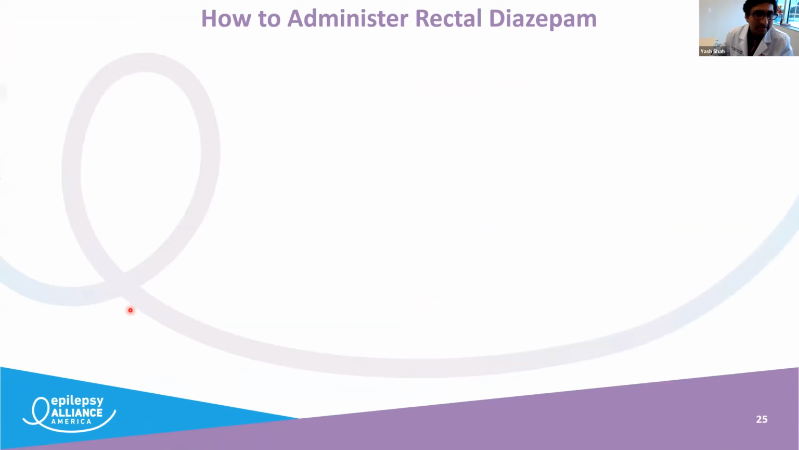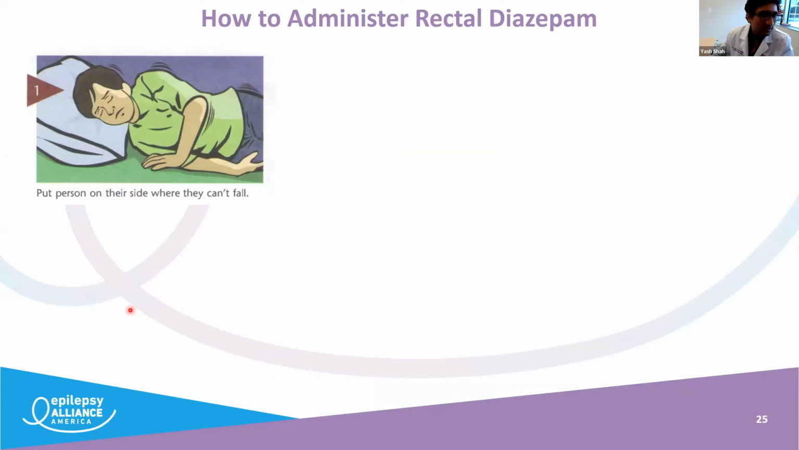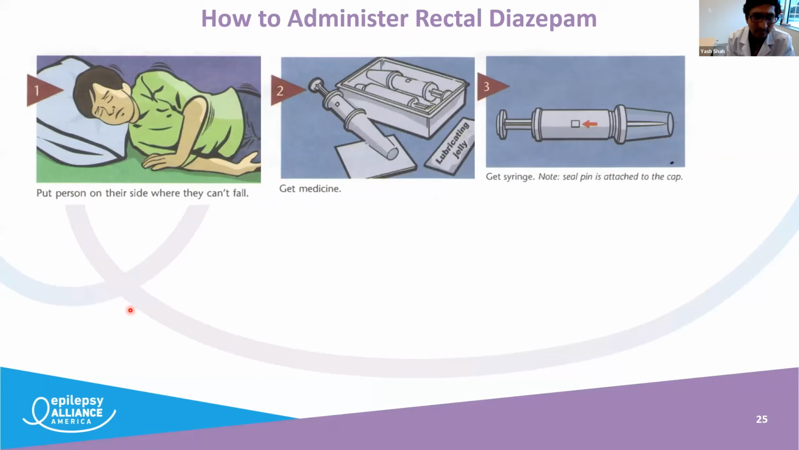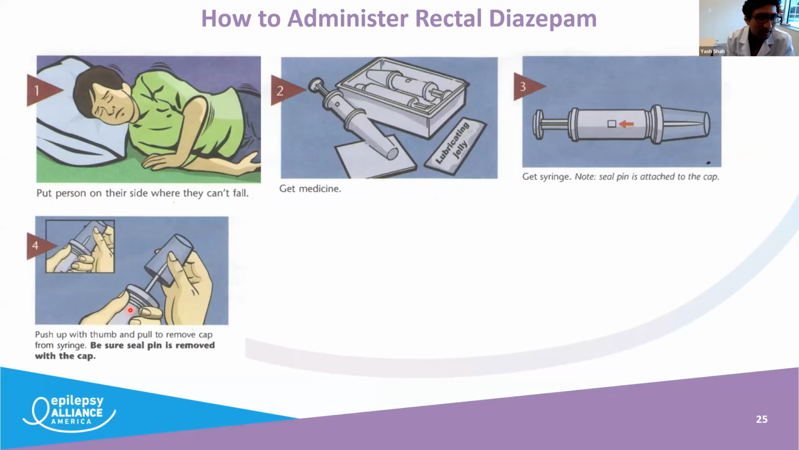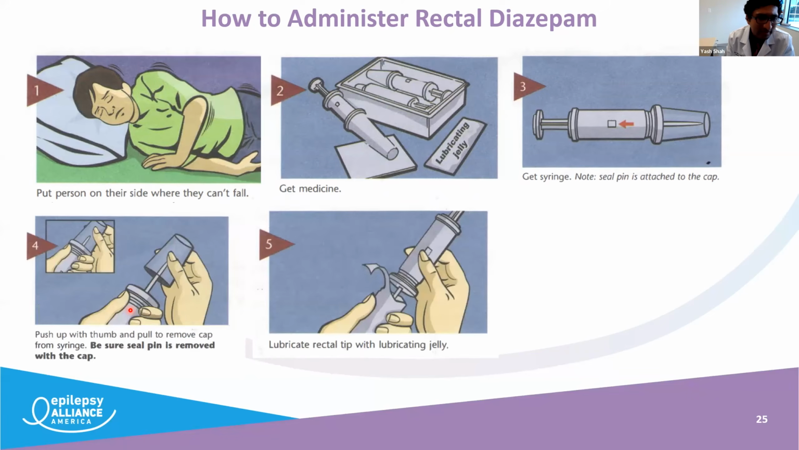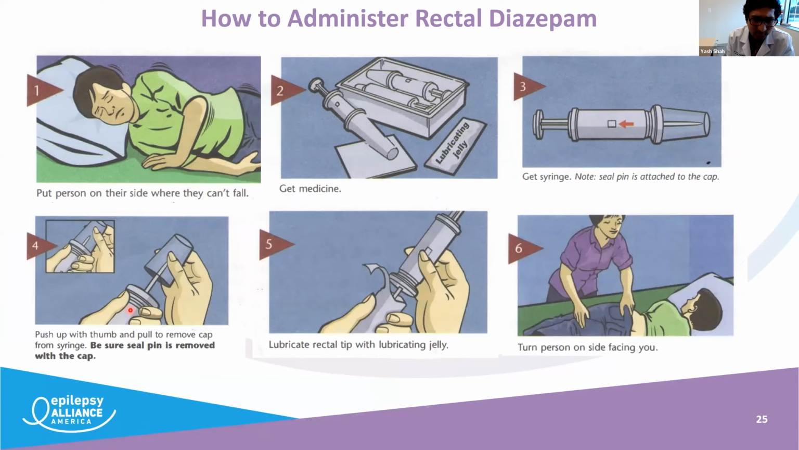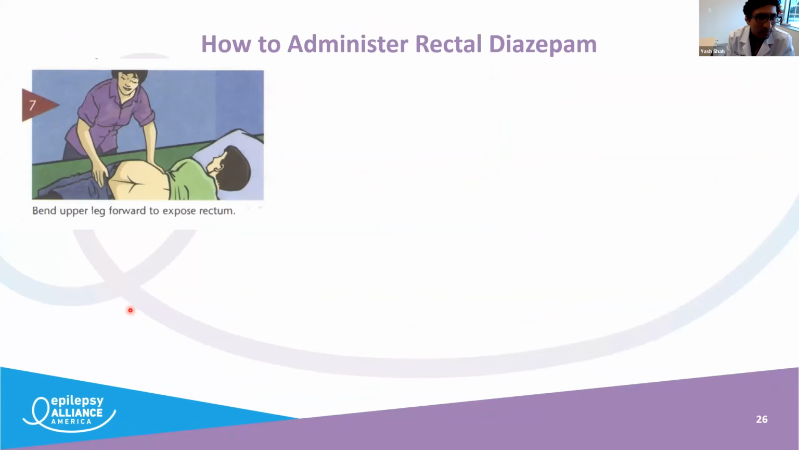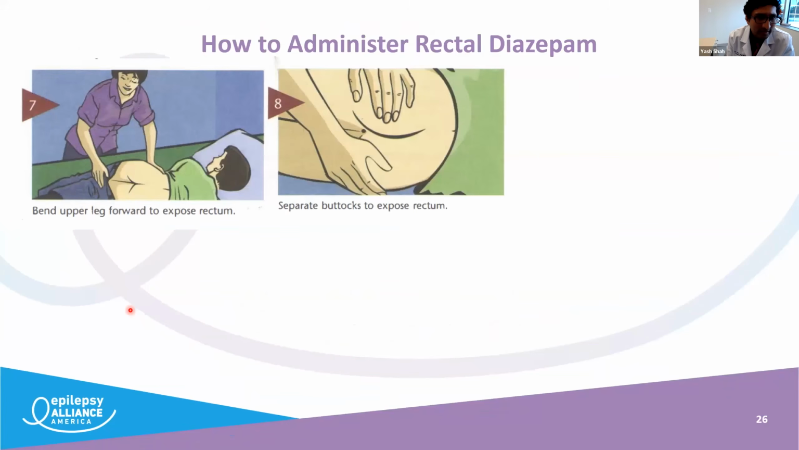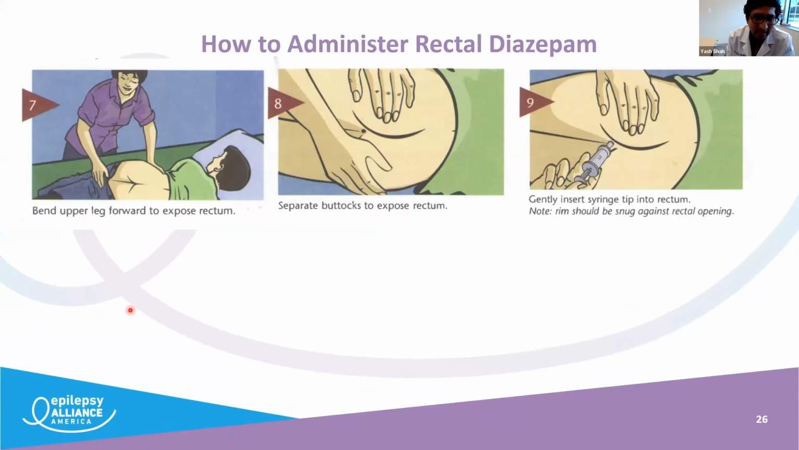How to administer rectal diazepam? The first step is to put the person on their side where they can't fall. Next, you get the medicine and the syringe, and after that you push up with the thumb and pull to remove the cap. Then you lubricate the rectal tip with lubricating jelly, and turn the person on their side facing you. After that, you bend the upper leg forward to expose the rectum, separate the buttocks to expose the rectum, and gently insert the syringe tip into the rectum.